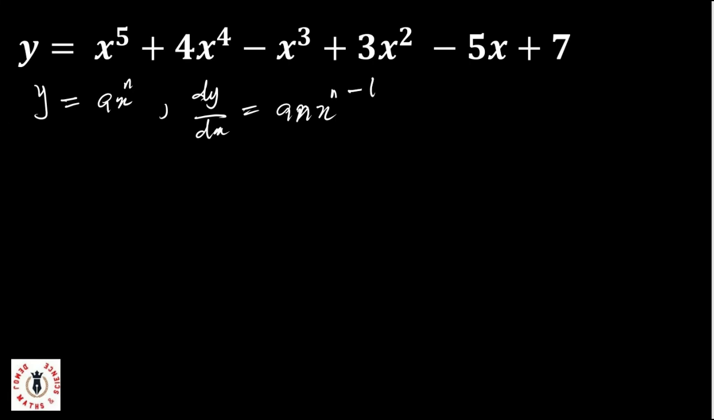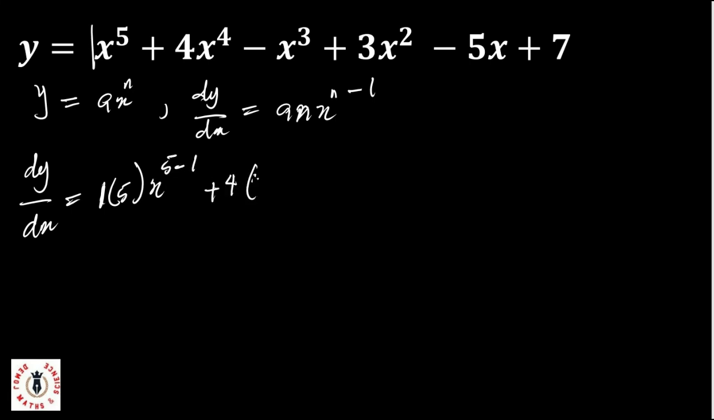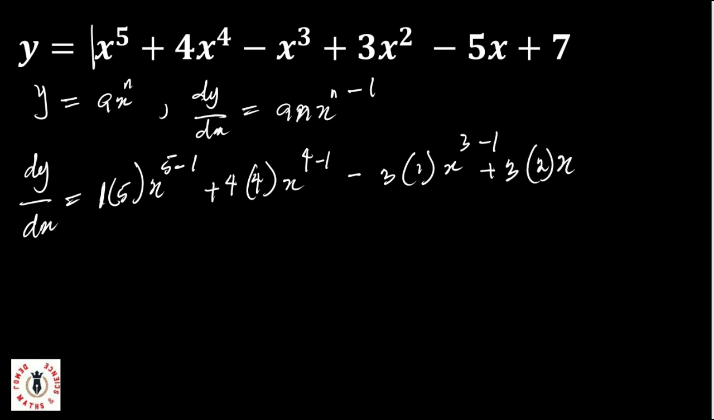If my y is equal to x raised to power 5, we will treat that for each item in the polynomial function. So that my dy/dx for this function will be the same thing as, here my a is 1, that will be 1 into 5, x raised to power 5 minus 1, plus 4, my n here is 4, x raised to power 4 minus 1, minus 3 into 1 again, x raised to power 3 minus 1, plus 3 now into 2, my n is 2, x raised to power 2 minus 1, minus 5 into 1, x raised to power 1 minus 1. Then lastly, we have plus 7.